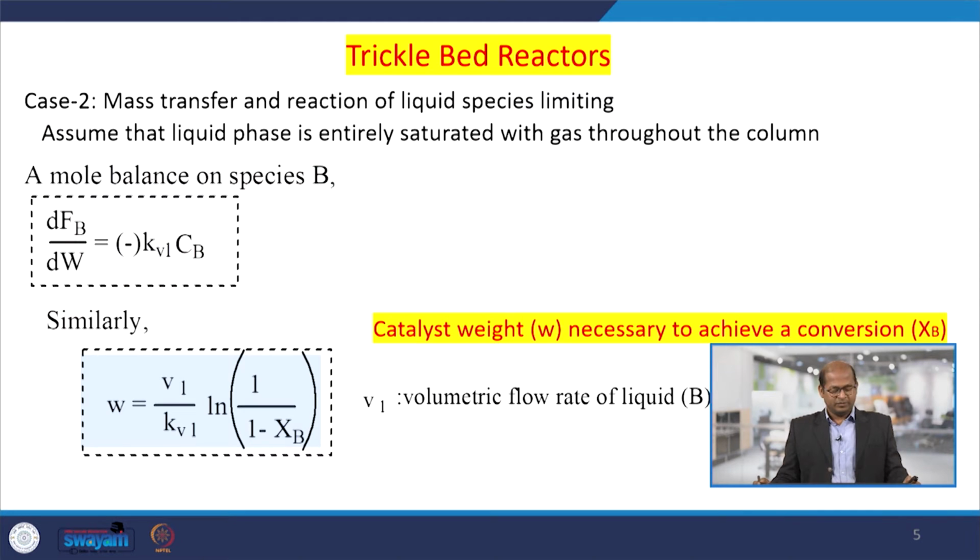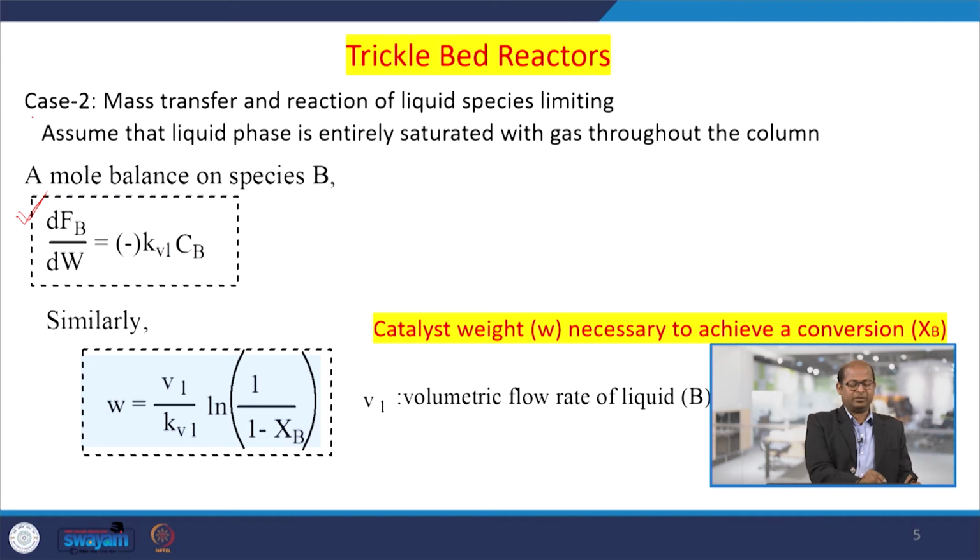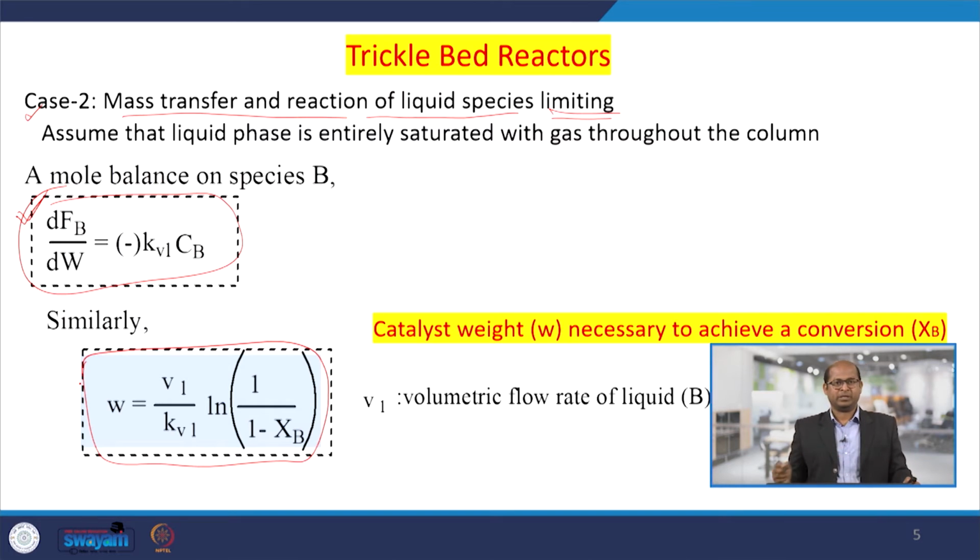Okay. Similarly, for component B also, this is the mole balance equation. In case 2, where the mass transfer and reaction of the liquid species is limiting, these design equations we have to use. Similarly, if we rearrange and integrate these equations, then for component B or the liquids we can get W equals VL divided by KVL, ln 1 by 1 minus xB. These are the equations we can get. Here VL is the volumetric flow rate of the liquid.